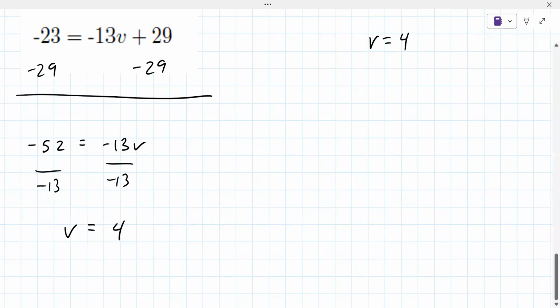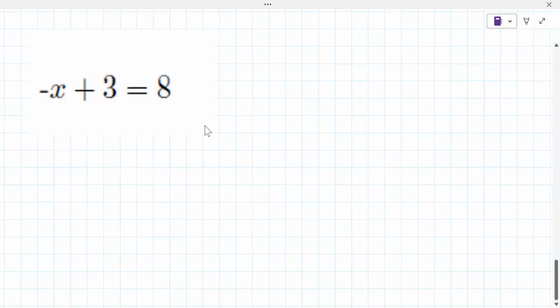All right, so we're going to look at some new problems now. And at first glance, these might look more difficult, but we're going to take a look here at a couple. All right. So here is the new problem.